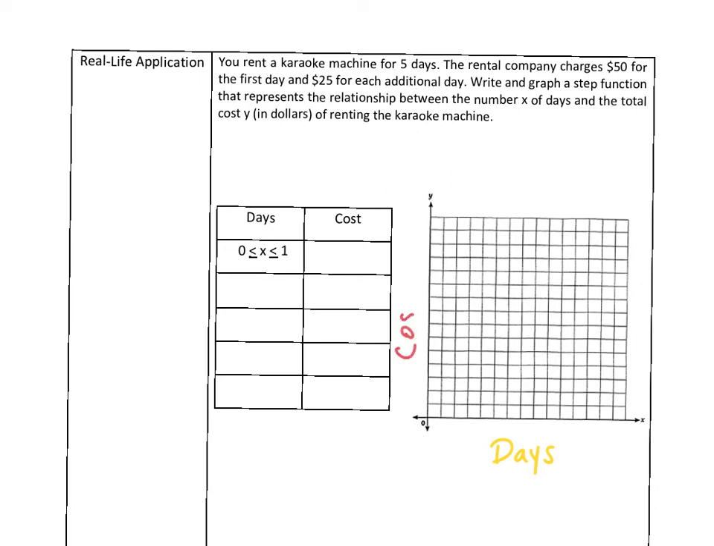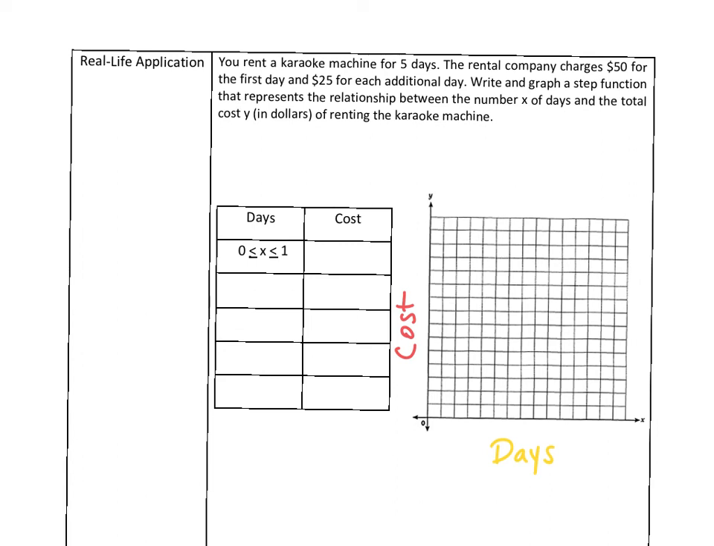So they start off by giving me when x is between 0 and 1 days, what would the cost be? So think about that. Make a graph on this one, fill in that table. You can work with people around you, and we'll go over that shortly.